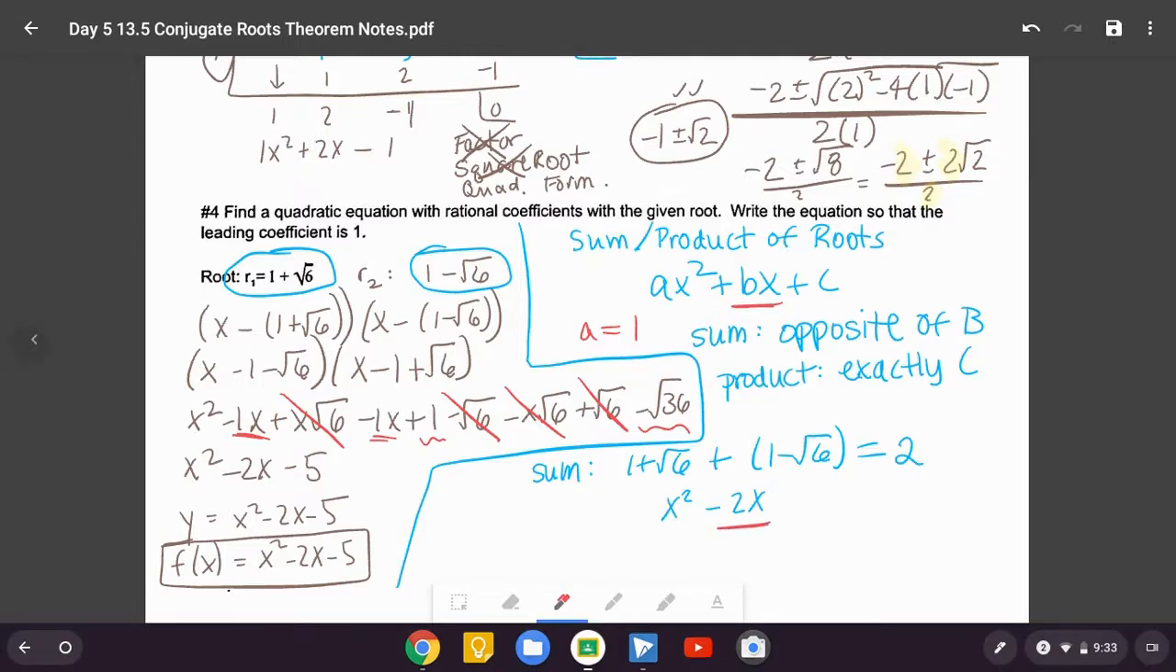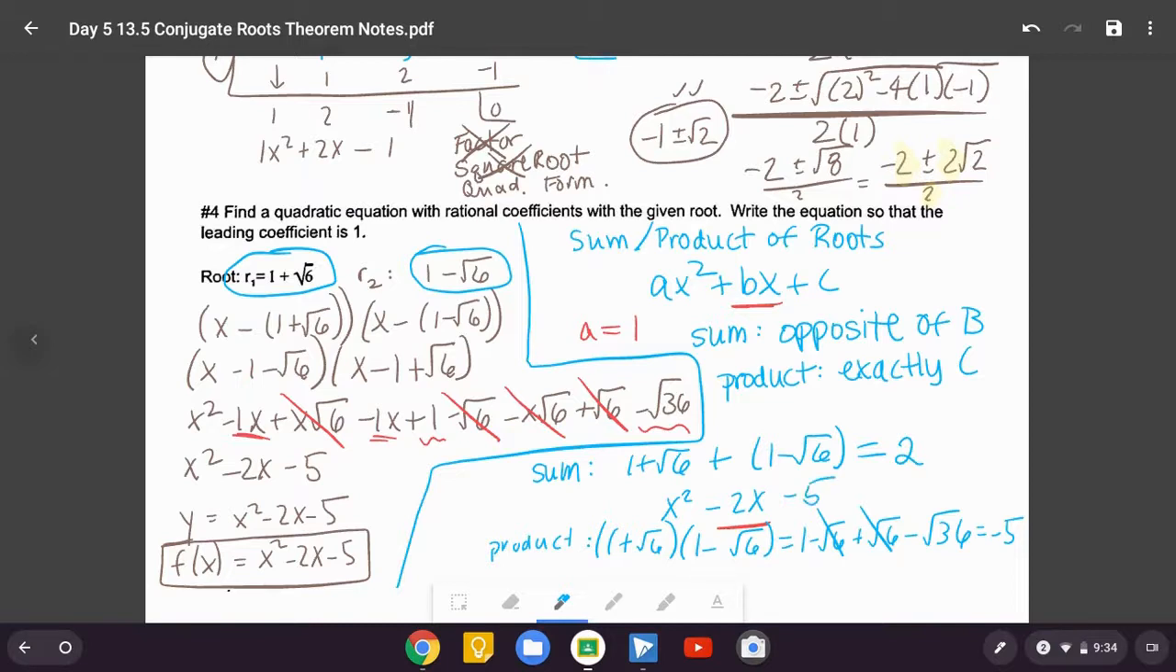All right, and then let's find the product of our two roots. So the product is multiplying 1 plus root 6 times 1 minus root 6. If I distribute everything, I get 1 minus root 6 plus root 6 minus square root of 36. And my negative root 6 and positive root 6 cancel, and I have 1 minus 6, which is negative 5. So that tells me what c should be. So now I know that this should be minus 5.